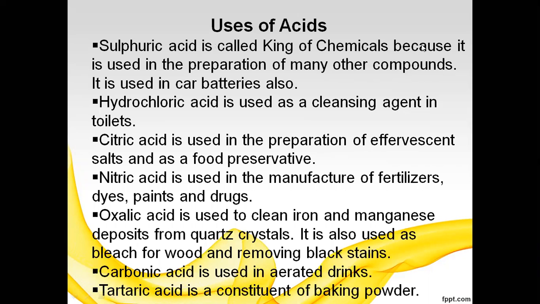The next one is nitric acid. So, we are painting the walls, homes, etc. So, paints are made using nitric acid. Paints, dyes, fertilizers, many of them are made using nitric acid. The next one is oxalic acid.